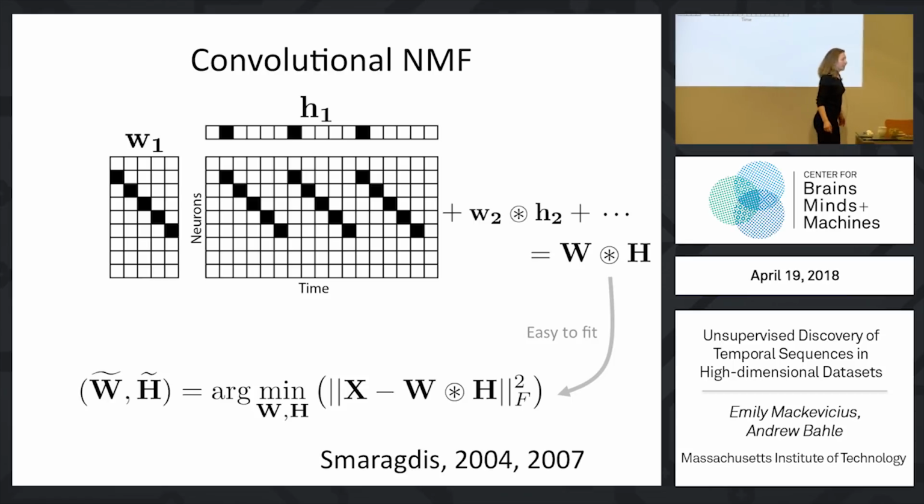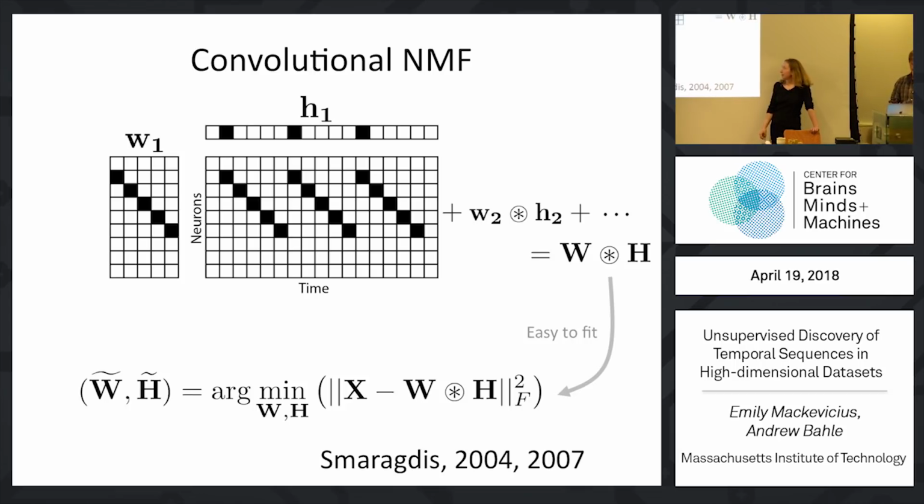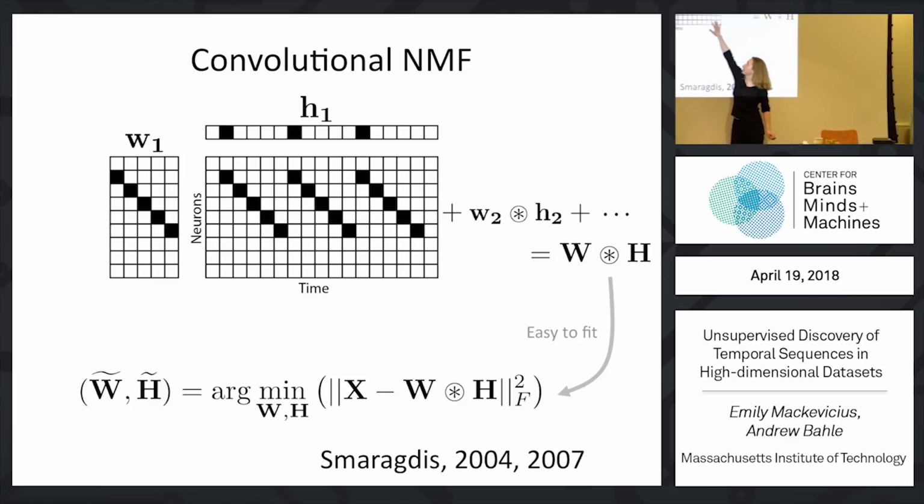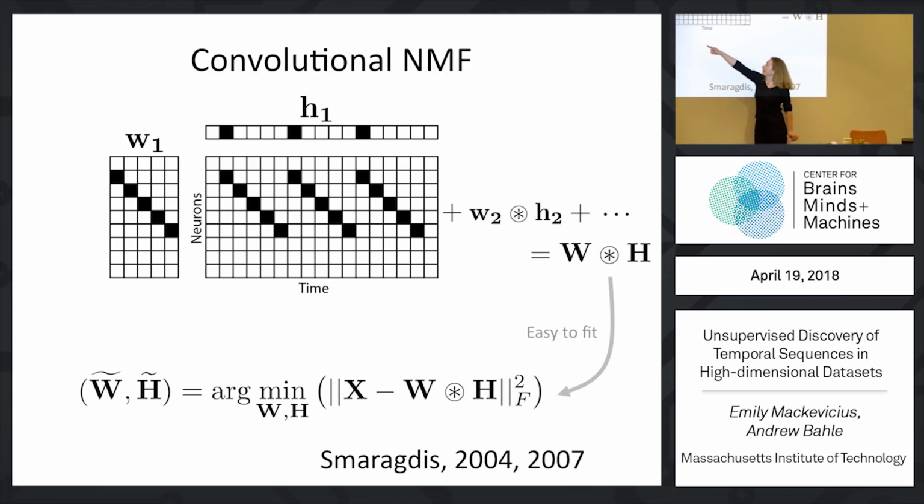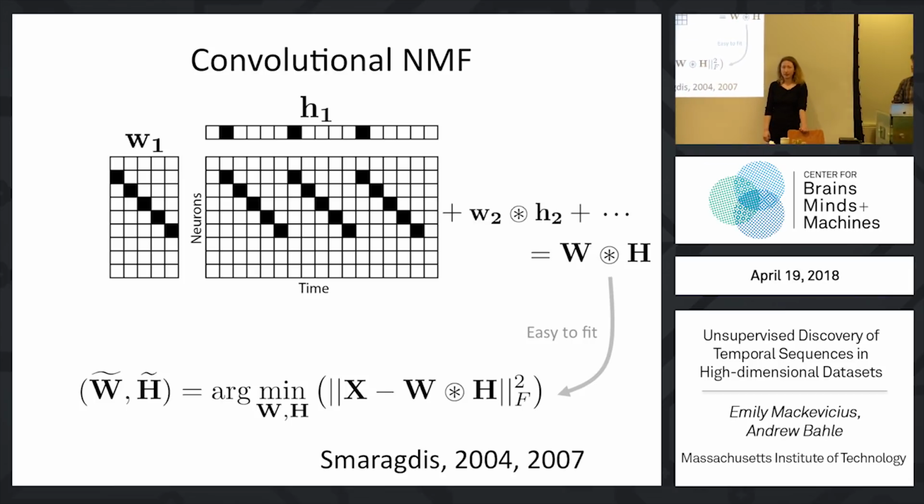And this is a technique called convolutional non-negative matrix factorization, which was developed by Paris Smaragdis. And like NMF, you can generalize it to multiple patterns. So if you have multiple sequences in your data, you just add up the contribution from factor 1 plus the contribution from factor 2 and use as many as you need. And like NMF, it can be fit with simple gradient descent.